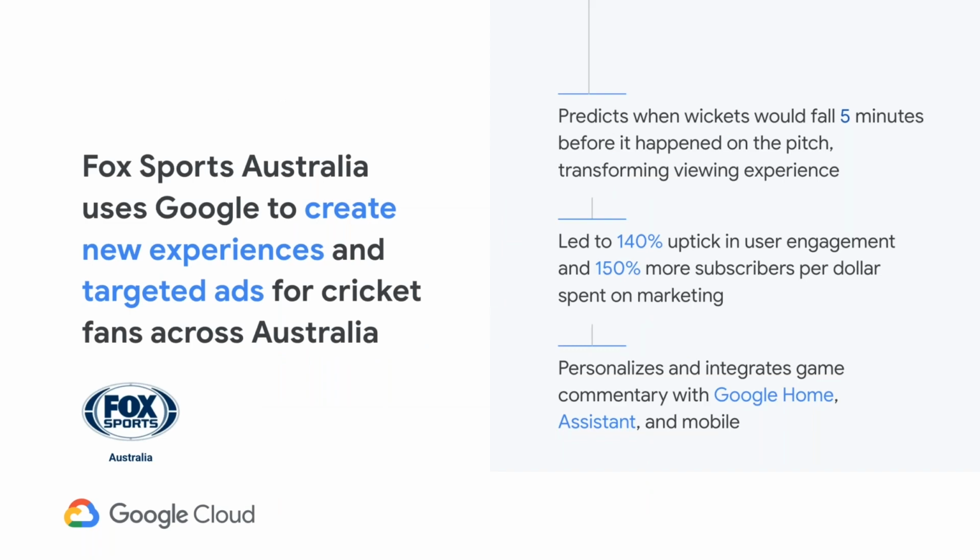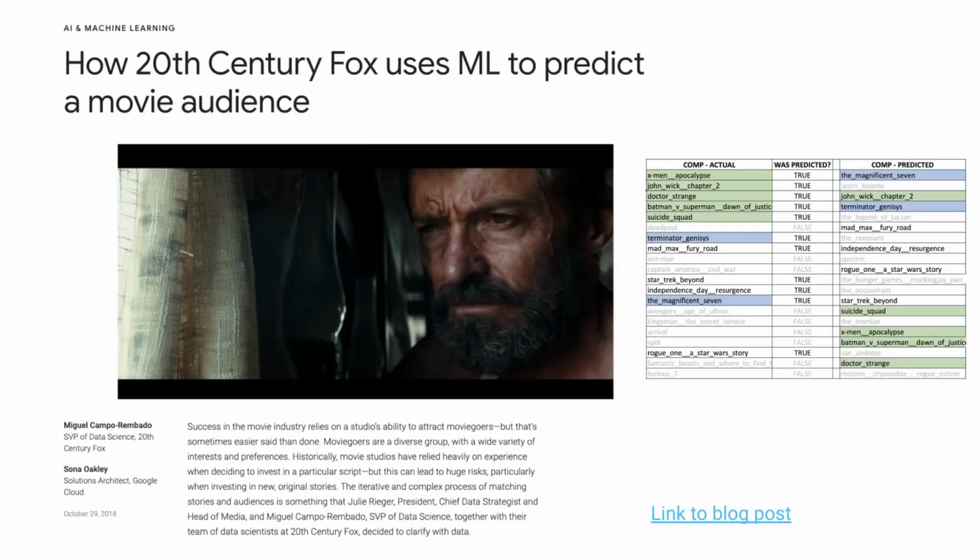One example, again those immersive experiences, is Fox Sports in Australia, which was able to predict when a player would be out within about 5 minutes before it would happen. Imagine if you're seeing a game and 5 minutes before a significant event, you get a warning that maybe this could be happening. There's a probability. That really causes a quantum leap in user engagement for your product.